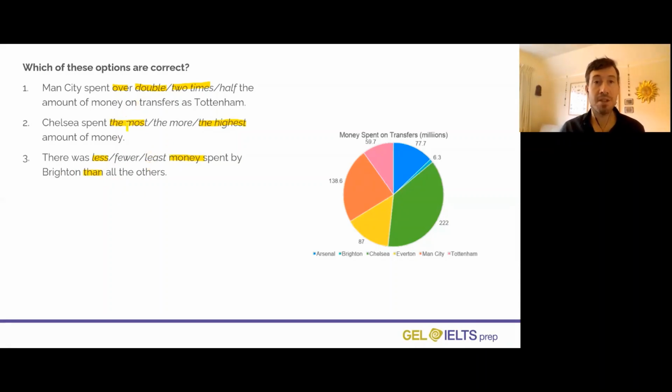Least is the opposite of the most. It's when you're saying it's the smallest. But here, because we've got than, we're making a comparison between two things. We're making a comparison between Brighton and all the others. All the others in this sentence is just one thing, so we're comparing those two things. Now look at the next question and choose the correct option.